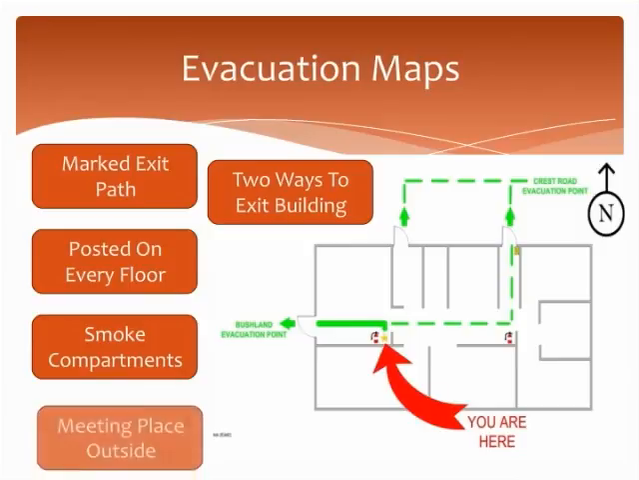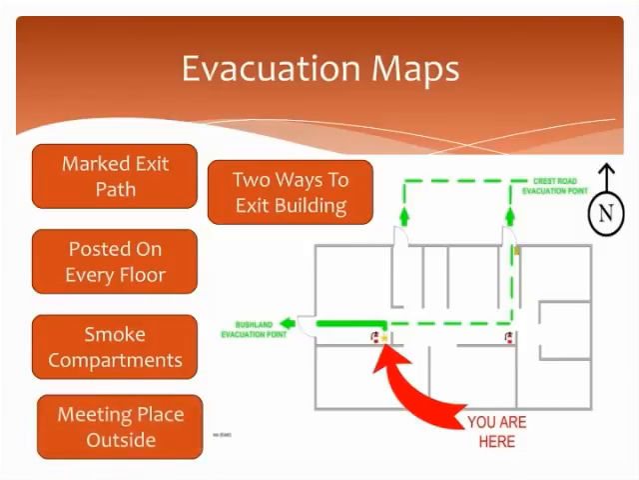Lastly, a meeting place on the outside of the building must be identified on the map. The meeting place should be marked along with its location in writing so that residents will go to the meeting place to check in with staff members immediately upon exiting the building. This map also indicates the location of fire extinguishers. However, that is not a requirement on an evacuation map, just something that is helpful.